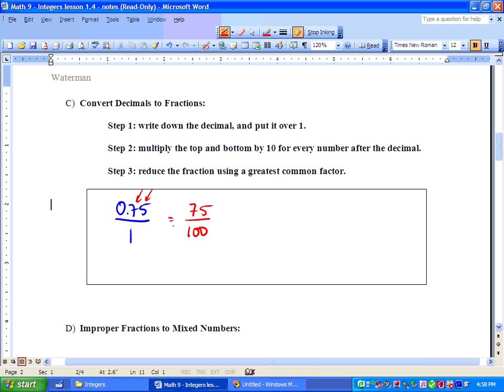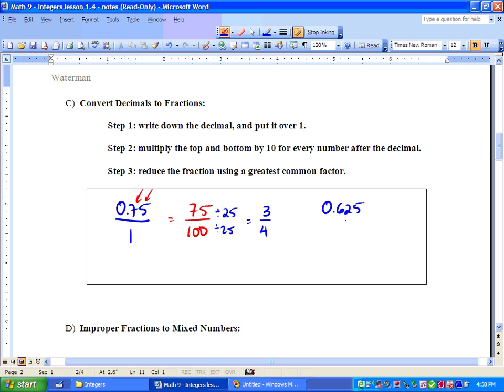Alright? Now, we have our fraction, and now we're going to reduce it. We're going to find, just what we did before, the greatest common factor. Well, what number goes into each 75 and 100 each? Well, 25. And I'd like to think about money when we're dealing with these numbers. 25, 25, and we get 3 over 4. Alright, let's try one more.